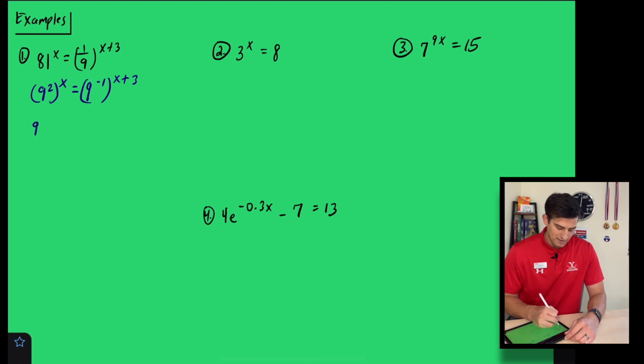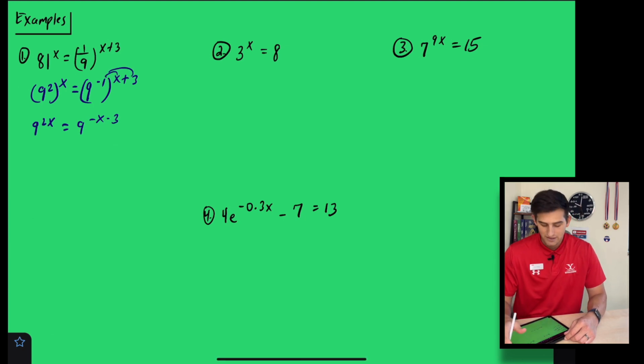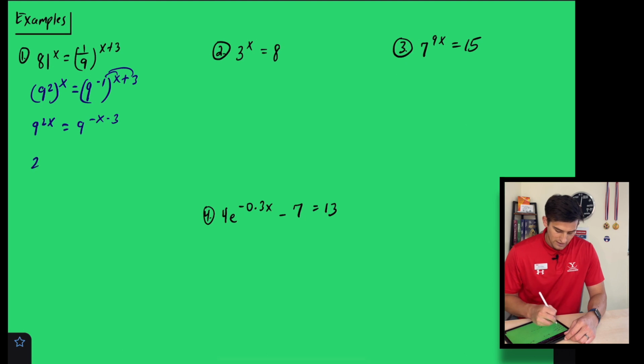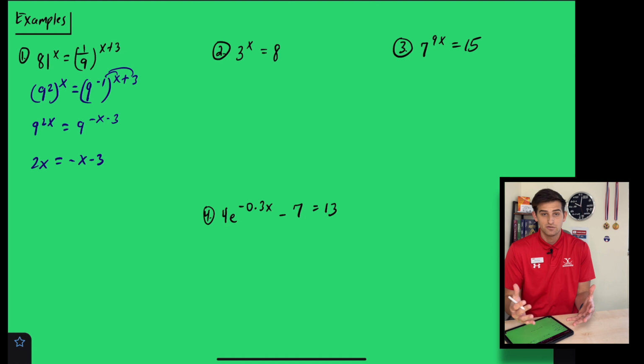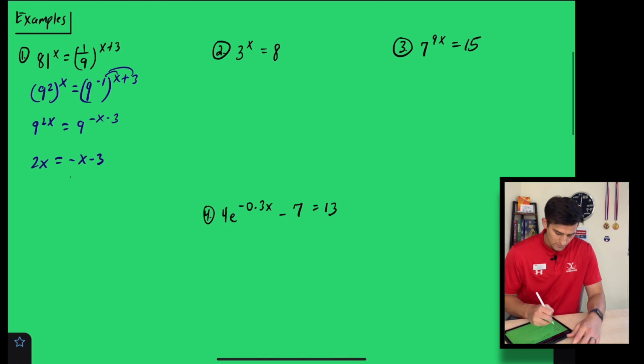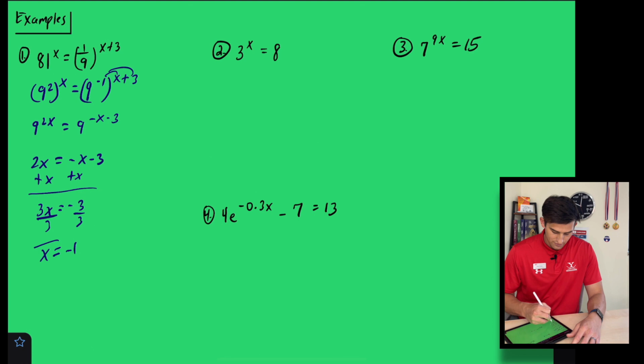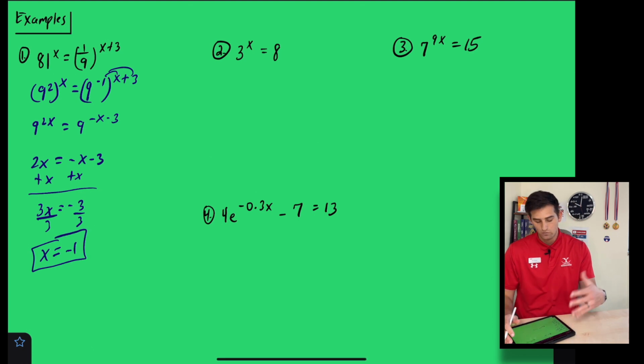So this is going to be 9 to the 2x power equals 9 to the negative x minus 3. Notice that we distributed that negative, so it is negative x minus 3. Now we can take our exponents, 2x and negative x minus 3, set them equal to each other and solve for x. If I add this x over here, we get 3x equals negative 3, divide by 3, and we get our answer of x equals negative 1 for number 1.